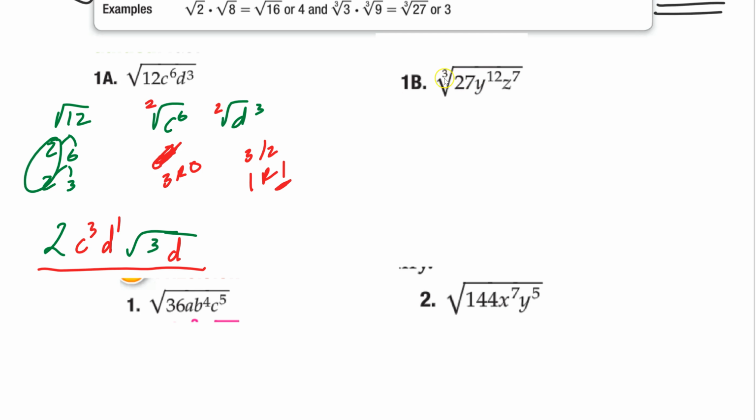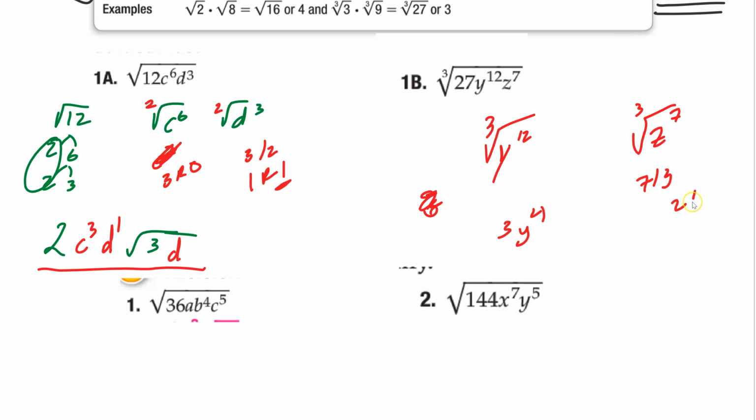Let's do the same thing with this one. Cube root of 27, that's just 3. And then we're going to have cube root of y12, and the cube root of z7. I'll write that 3 down here, a little space. So 12 divided by 3 is 4, so y4 on the outside. Then here we go, 7 divided by 3. That is 2 remainder 1. So we're going to have 2 z's on the outside, and then the 1 on the inside. Don't forget to put a cube root there, because it is a cube root.